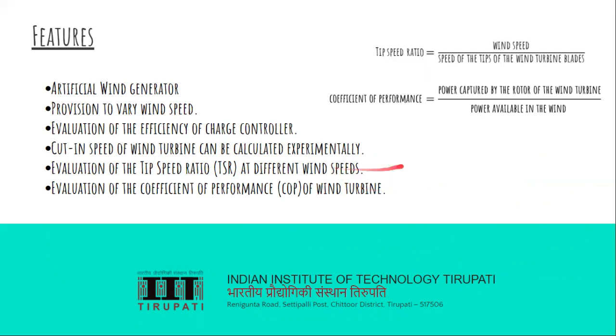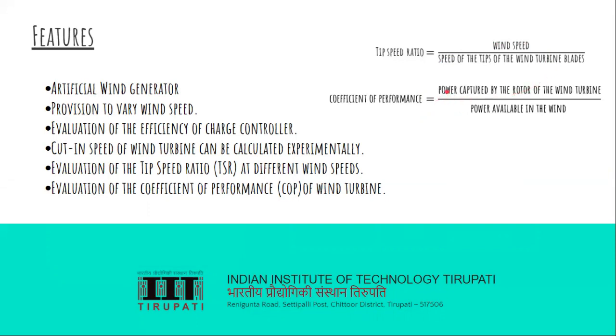The tip speed ratio at different speeds can be identified, and the coefficient of performance can also be determined by using this wind energy training system. The tip speed ratio is the ratio of wind speed with respect to the speed of the tips of the wind turbine blades. Obviously, the wind speed is more than the speed of the tips of the blades. If the ratio is 1, then it has high efficiency, but obviously the value is not equal to 1. And then the coefficient of performance.